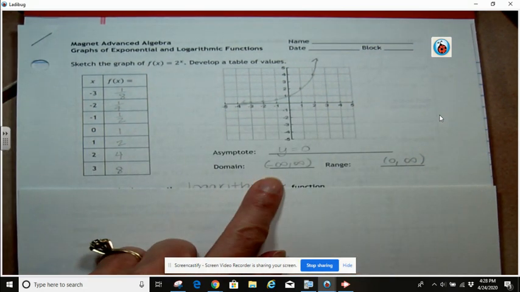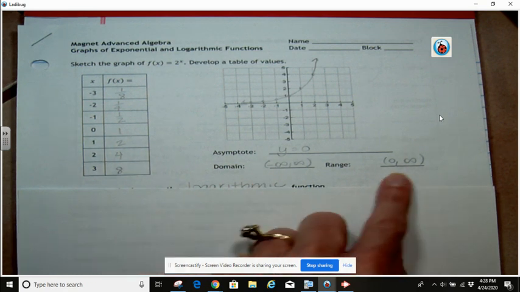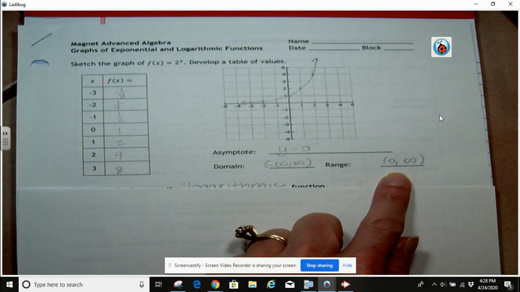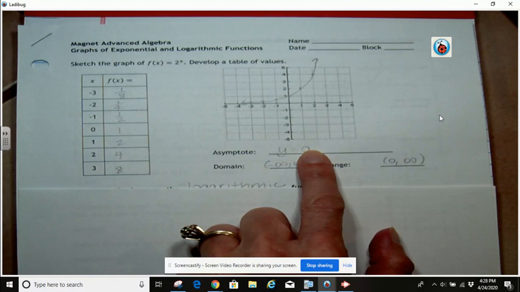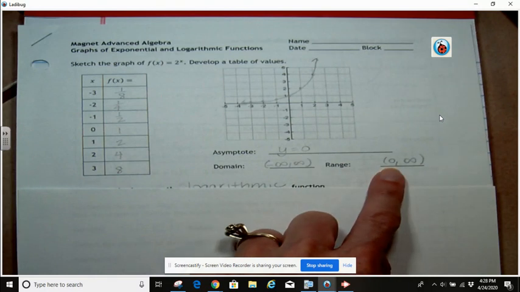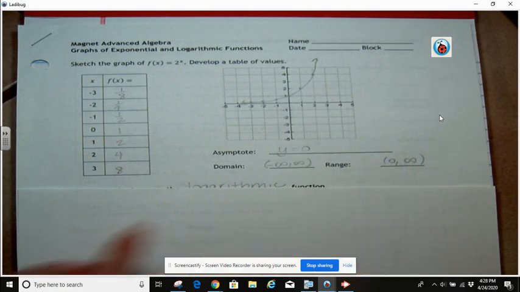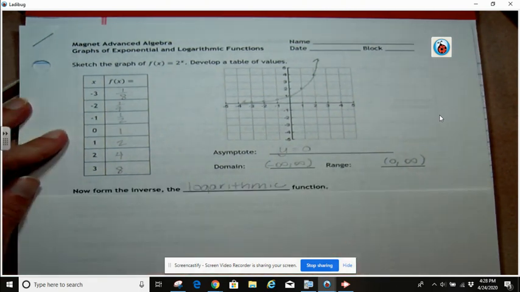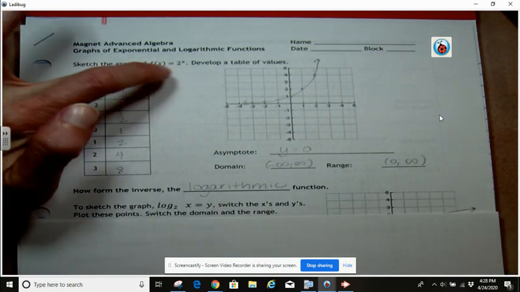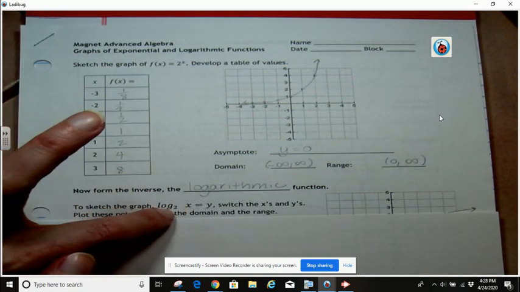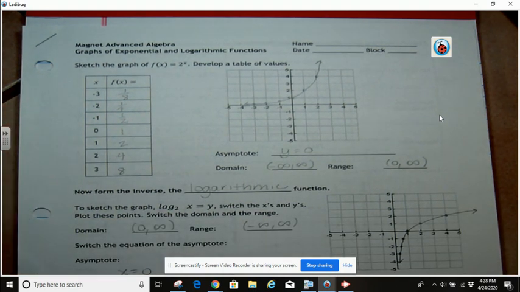The domain of all exponential functions is negative infinity to infinity, and the range is going to be based on the asymptote, and because it's an asymptote, you use a parenthesis. So since the asymptote is y equals 0, the range is 0 to infinity, but the parenthesis is used because the asymptote says that y actually can't be 0. So the inverse is the log function, and if the base of the exponential function is 2, then the base of the log function is 2.